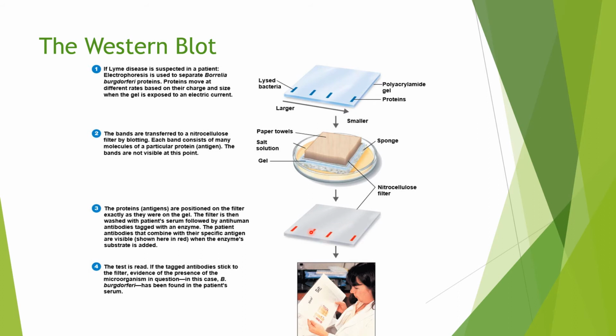After successfully transferring over the protein bands onto the membrane, we flood this membrane with the patient's serum. Now, if the patient is indeed infected with this specific bacteria, the patient's serum is going to contain the antibodies. So when you flood that membrane with the patient's serum, if they do have those antibodies, the antibodies are going to bind to those protein antigens that you have on the membrane. But that's not going to cause a color change.